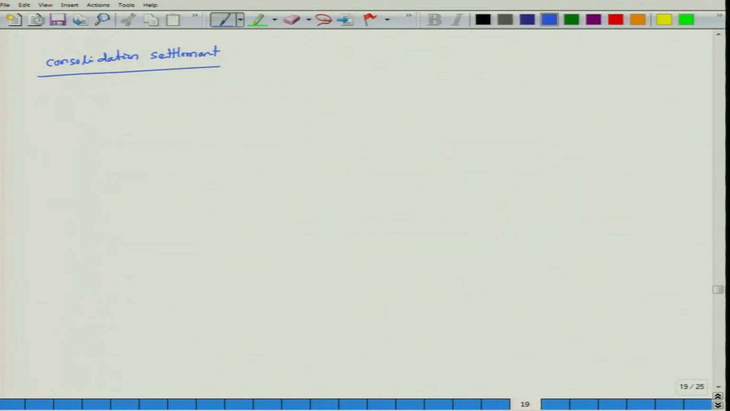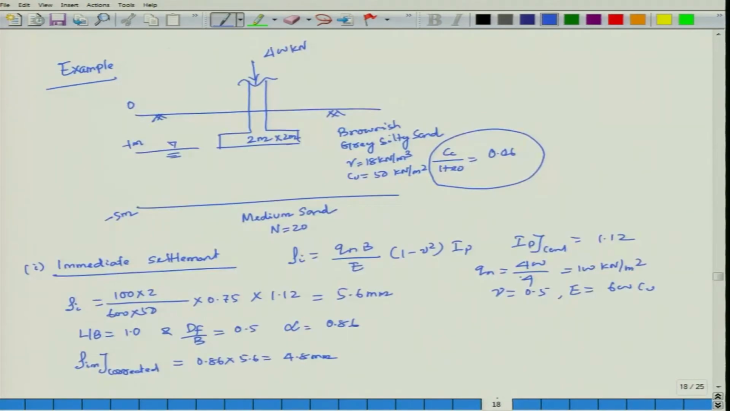So, calculate P0. If you look here, water table is at 1 meter, and below 1 meter, 1 to 5 meter, how long is your pressure bulb you can calculate. You can take it as 2 times B. So, 2 into 2, it will be 4 meter, exactly it is here.